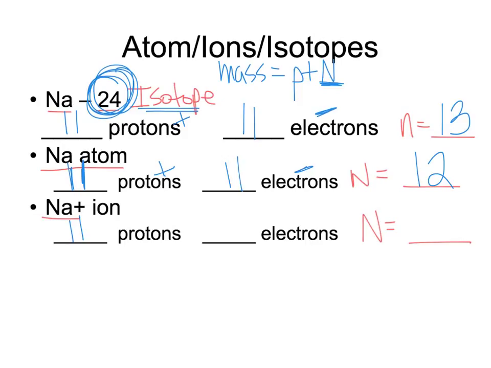Finally, we have a positively charged sodium ion. That means my positives and negatives are not equal to one another. I have one more positive than I do negatives, so I lost an electron. I'm not given a mass here, so I'm going to go ahead and use the mass on the periodic table of 22.99. I'm going to round that to 23, which means again I have 12 neutrons.